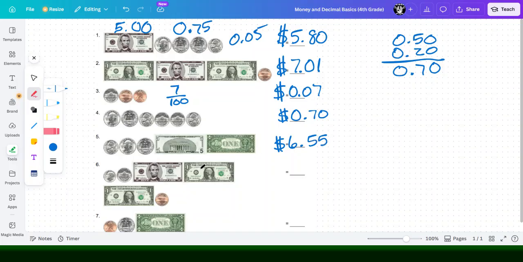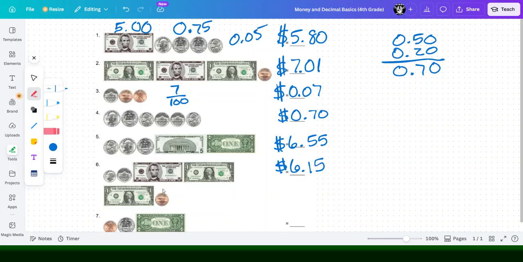Taking a look at number 6. We have, once again, a 5 and a 1, so that's going to be $6 right there. And we have a dime this time and a nickel. Now, a dime is 1/10, so it goes in the 10th column. The nickel is 5/100ths, it goes in the 100th column. So we have 1/10 and 5/100ths.